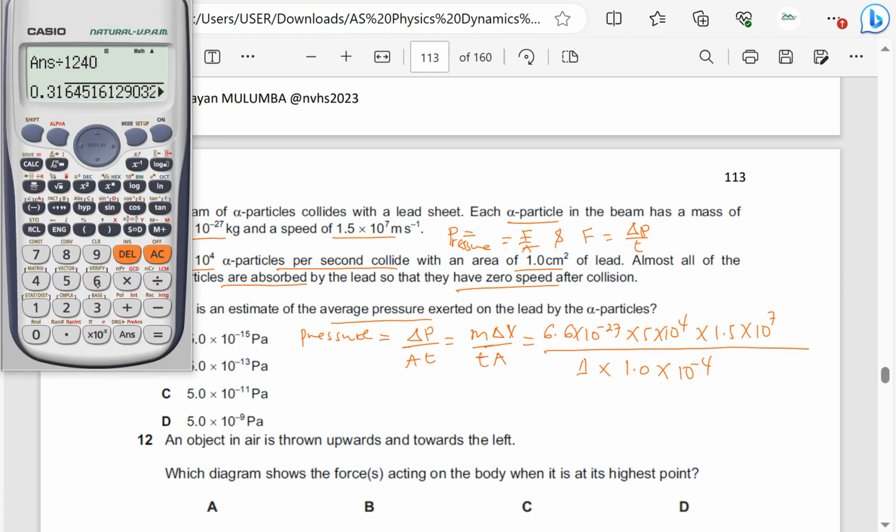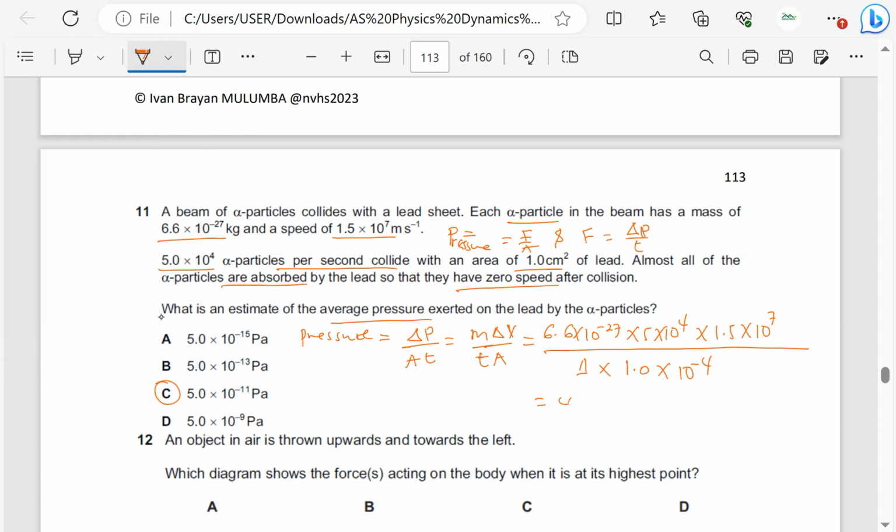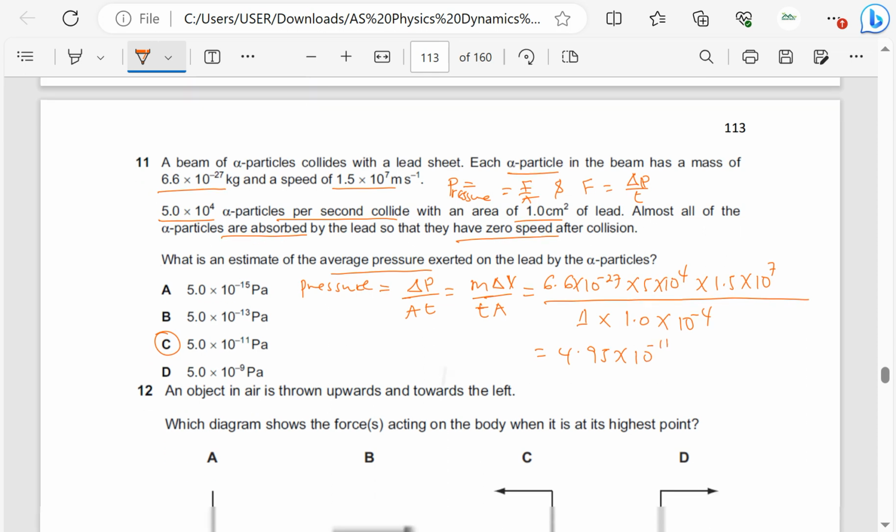So I'll press my calculator: 6.6 exponent minus 27 times 5 exponent 4 times 1.5 exponent 7 divided by 1 exponent minus 4. So that is 4.95 times 10 power minus 11, or 5.0 times 10 power minus 11. So the answer is going to be C.